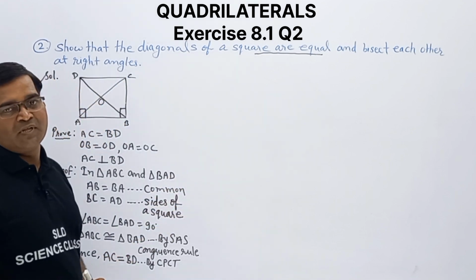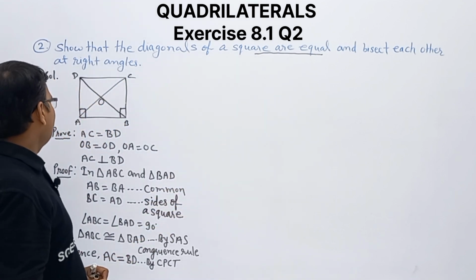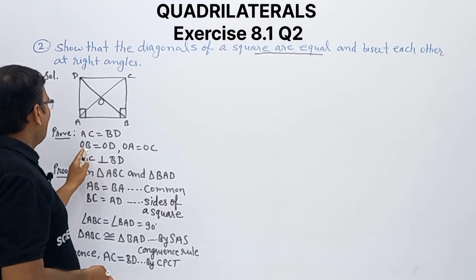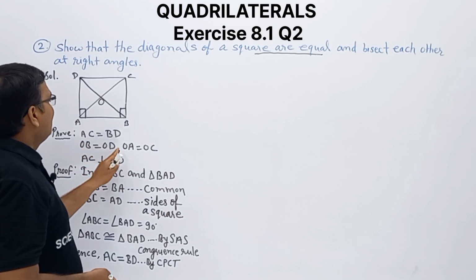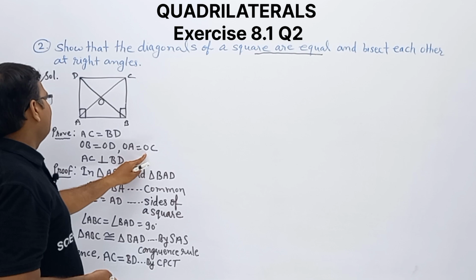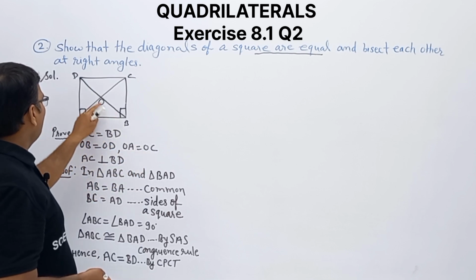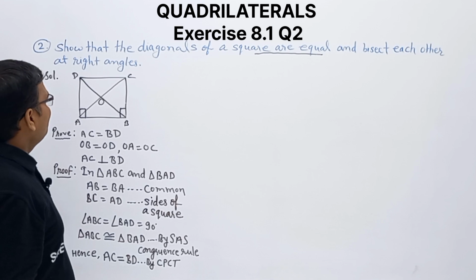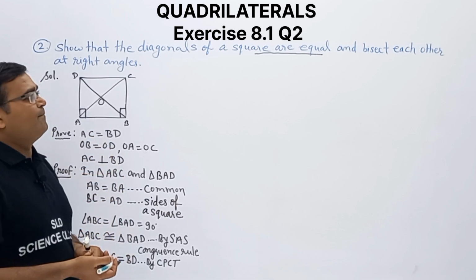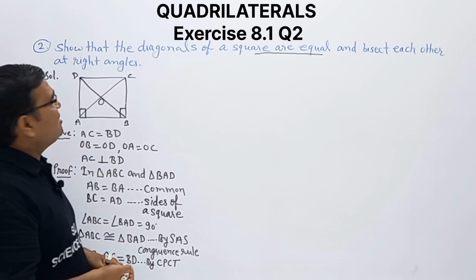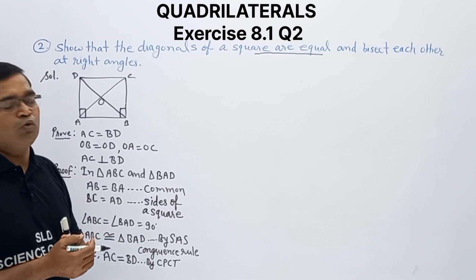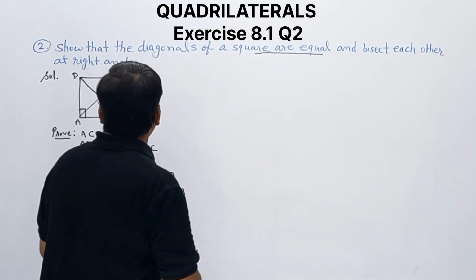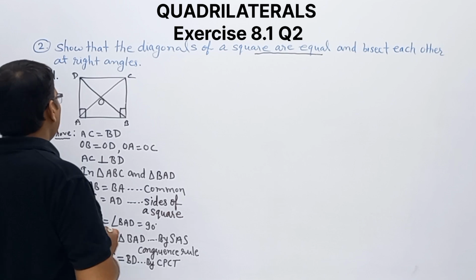We proved it. Clear? Now another thing: we proved AC equal to BD. Now we want to prove OB equal to OD and OA equal to OC. What is the meaning? These diagonals are bisecting each other. We want to prove bisecting. So how will we prove? Observe, we will consider again two triangles.